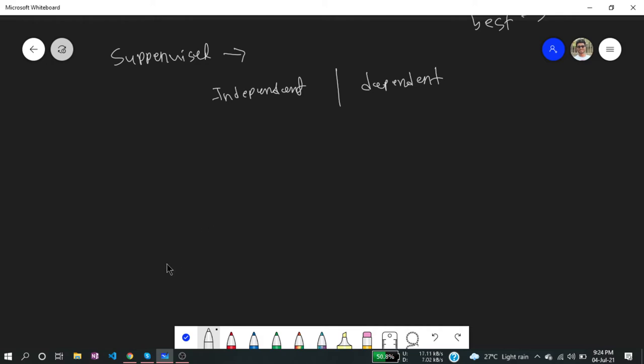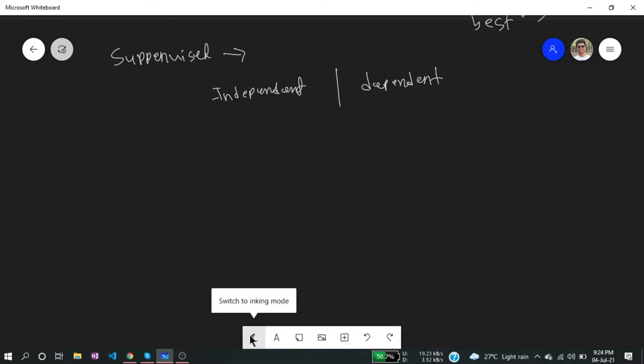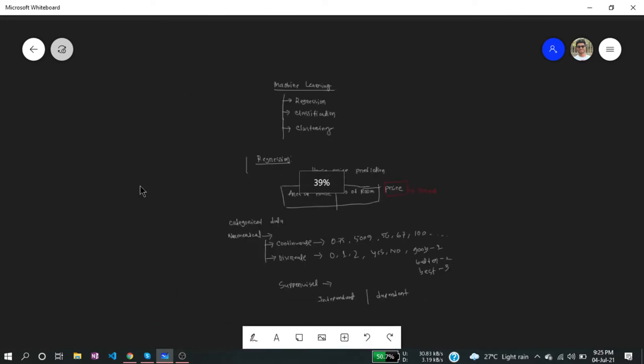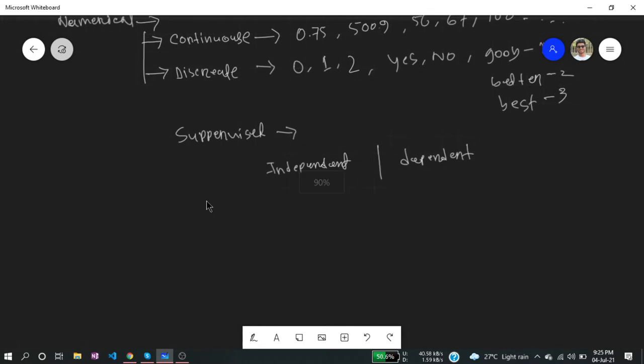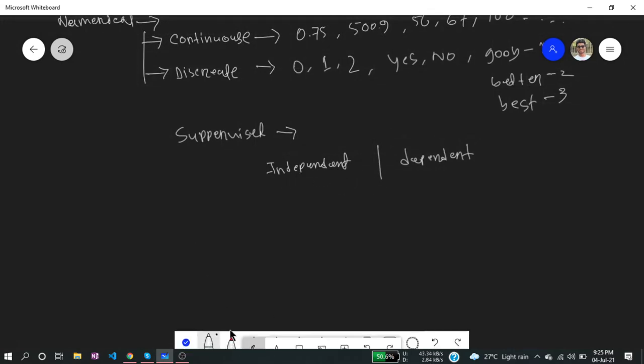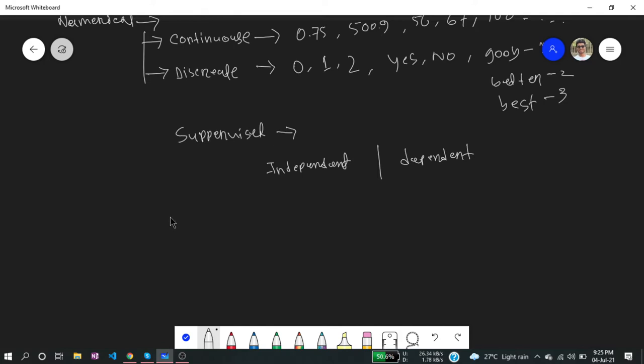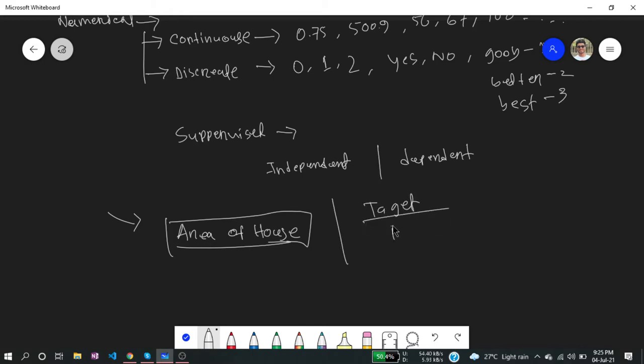So okay, linear regression is a supervised machine learning algorithm. So in linear regression, we are supposed to give our target data as well. Because I told you, area of house is one of the columns. So this is our independent column, right? And the target is our price, right? Target is our price. So what should be the price?